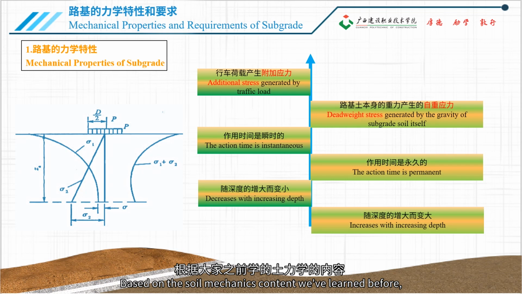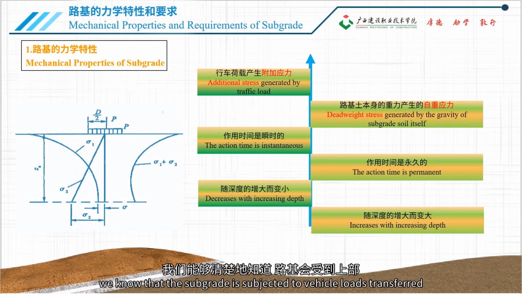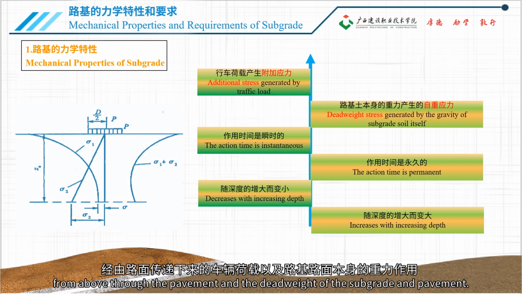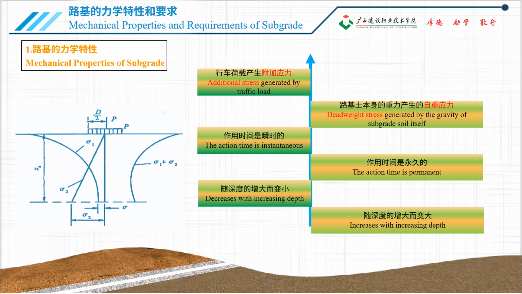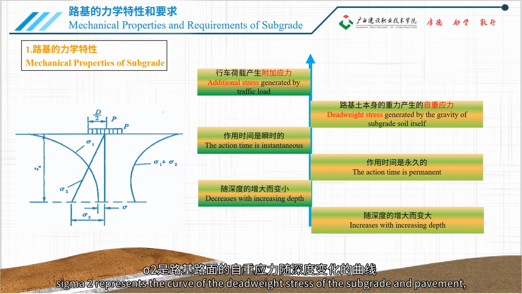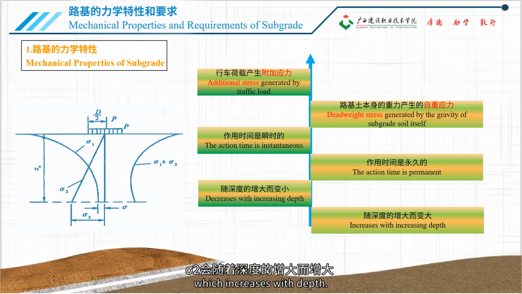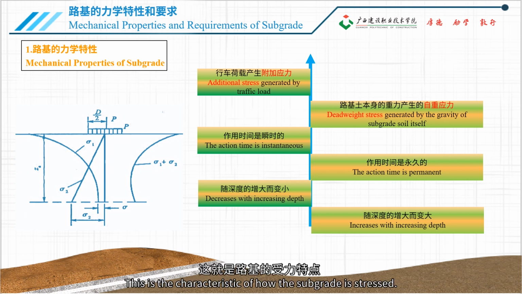Based on the soil mechanics content we've learned before, we know that the subgrade is subjected to vehicle loads transferred from above through the pavement and the dead weight of the subgrade in pavement. As you can see, sigma 1 represents the curve of additional stress caused by vehicle loads as a function of depth, which decreases with increasing depth. Sigma 2 represents the curve of the deadweight stress of the subgrade in pavement, which increases with depth. This is the characteristic of how the subgrade is stressed.